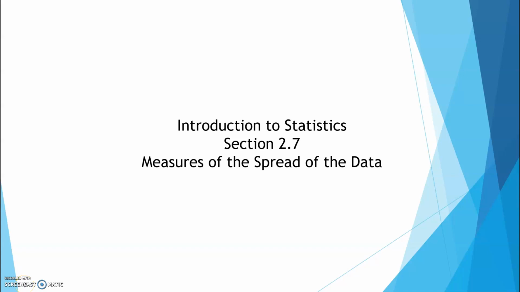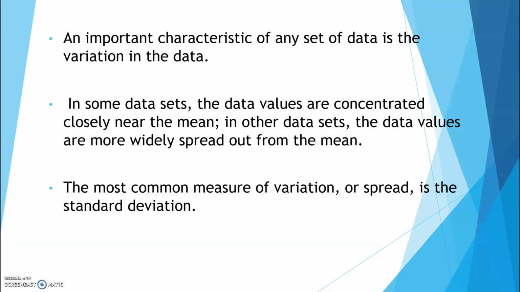Alright, in this section we're going to be learning about the measure of spread of data, which we actually call that something different. So when we're looking at a set of data, we're going to have variation within that data, and usually it's talking about how concentrated or how spread out it is away from the mean. Okay, it's always talking about the mean, concentrated closely near the mean, or is it spread out from the mean?